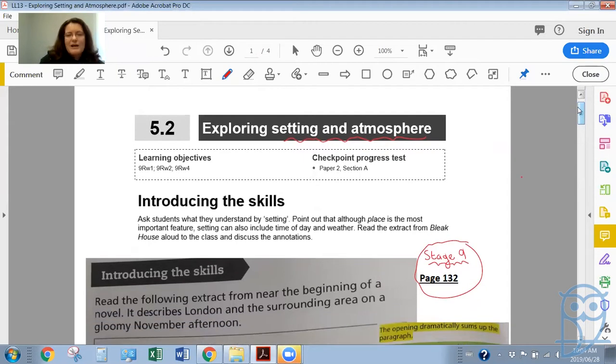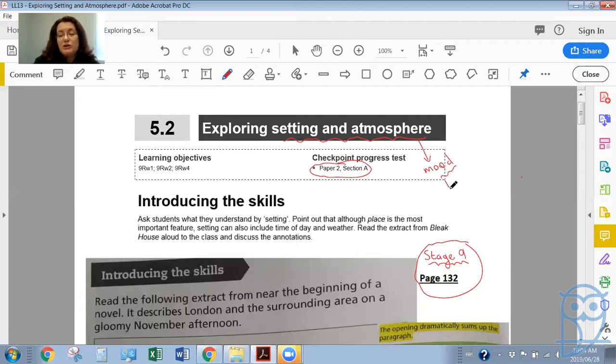So exploring setting and atmosphere, this is the kind of thing that would also be tested in paper 2, section A, progression test or exam, because what usually happens is you're given a comprehension of some sort of an extract out of a novel or a short story, and you'll have to try and analyze how setting contributes to what's going on, or even just being able to identify the setting will be important. And the atmosphere that is created by the writer. And when we talk about atmosphere, we are talking about the mood that is created. Okay, so whether something is mysterious or frightening or exciting or happy, these are all moods, right?